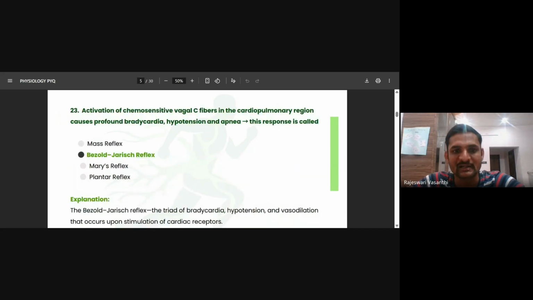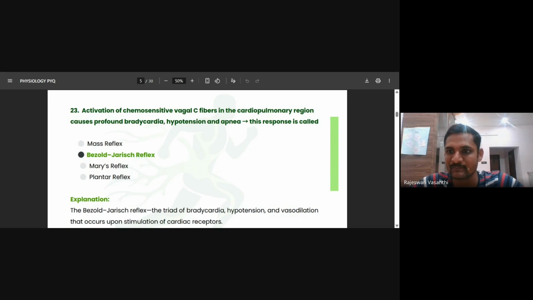Next, activation of chemosensitive vagal fibers in the cardiopulmonary region results in profound bradycardia, hypotension, and apnea. This response is called, so we have Mars reflex, Besold-Jarisch reflex, Marey's reflex, and plantar reflex. You all know the plantar reflex, so we can easily exclude this choice. Next we have Mars reflex.